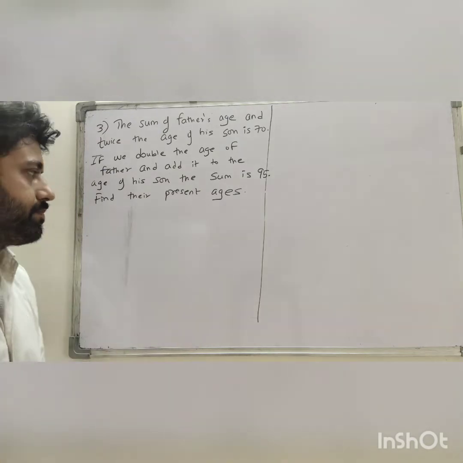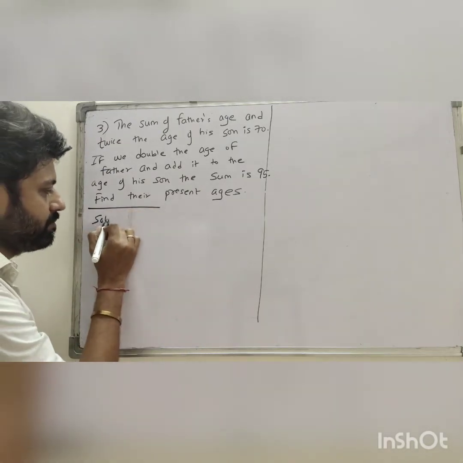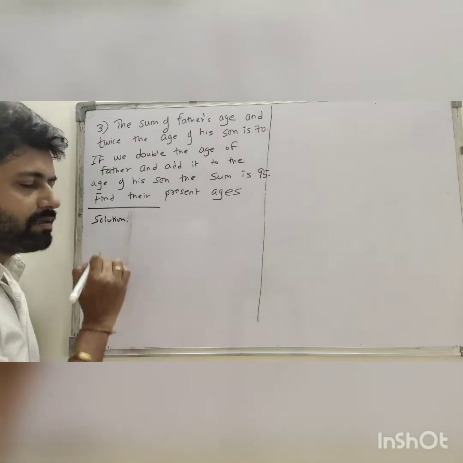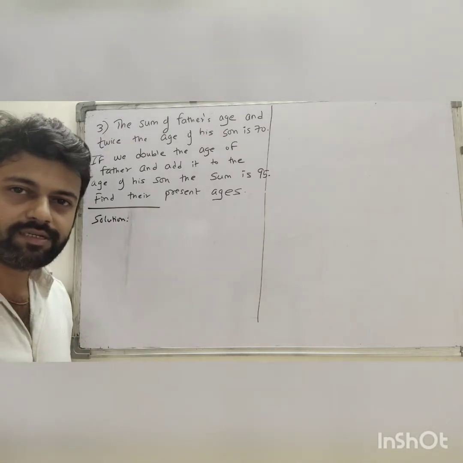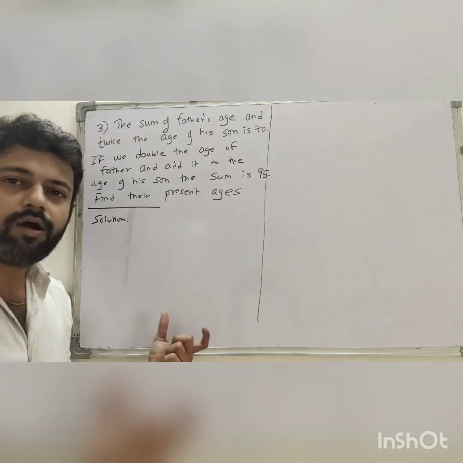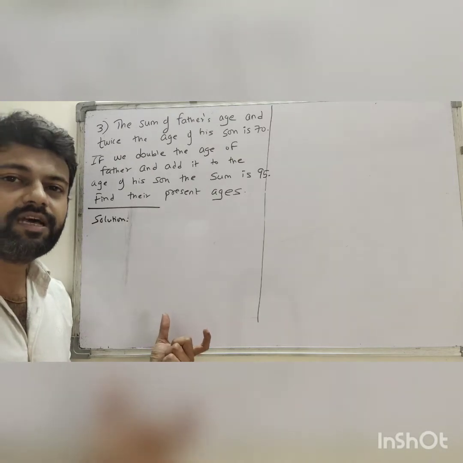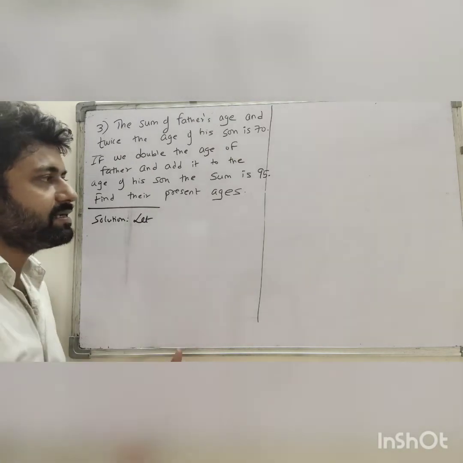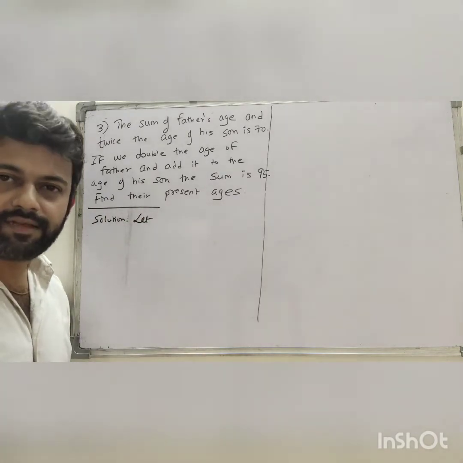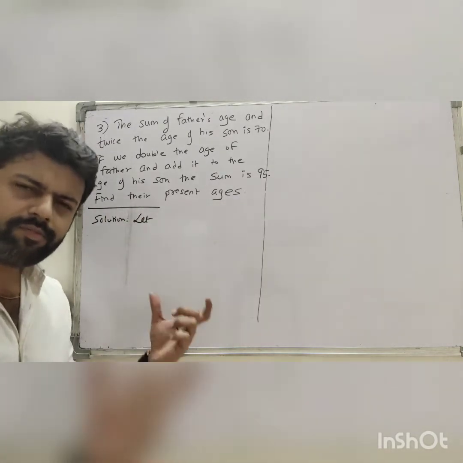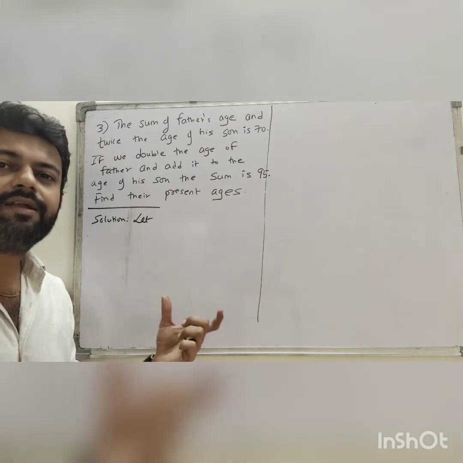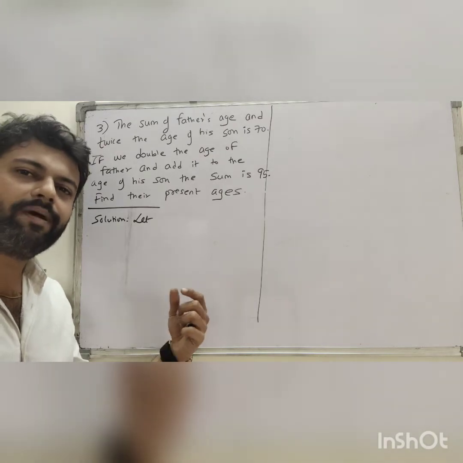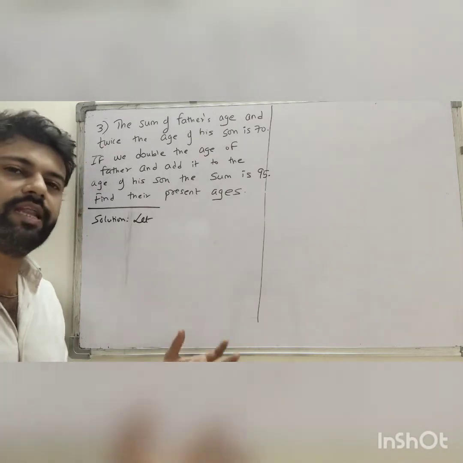Well, the solution. The first part to solve any word problem is the assumption. Let their ages be x and y. We have to be very specific. Let father's, जो बड़ा होता है उसको पहले x लेने का, if possible, and छोटा रहेगा उसको y.